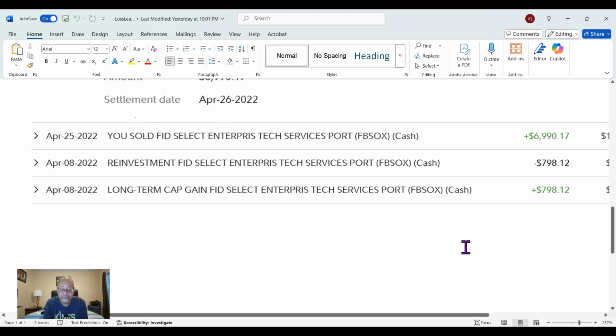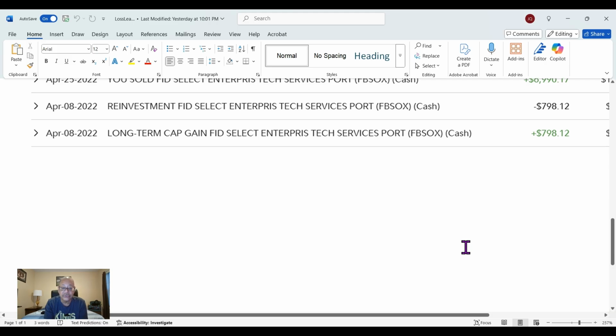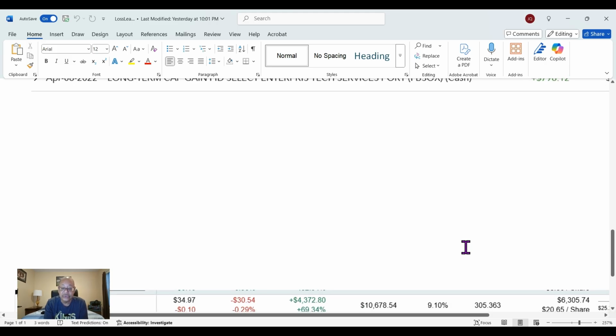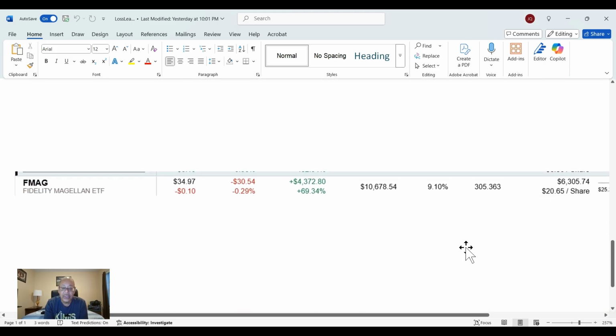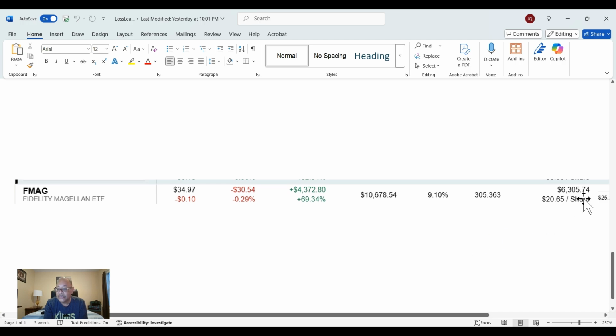Those are the stop losses and things, but I don't want to get into that because I don't do day trading or use that type of account anymore. So I took that money and moved it over here, and I bought the Fidelity Magellan at $20.65. That's the 6,000 that came over.